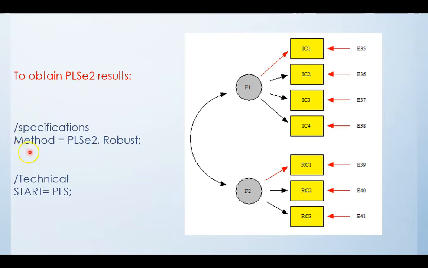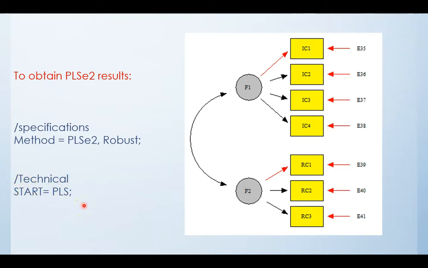So what you need to do is to change the maximum likelihood, for example, to PLSe2 for the method under specifications paragraph, and also you need to add one extra paragraph which is technical, and under technical you have to add this statement: start is equal to PLS.